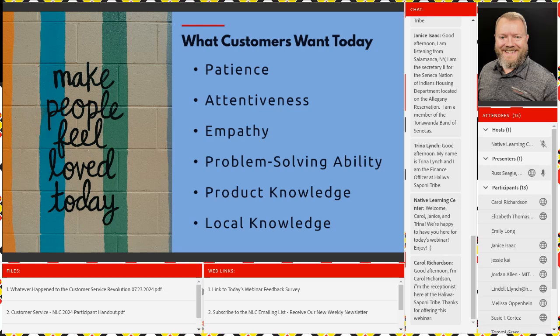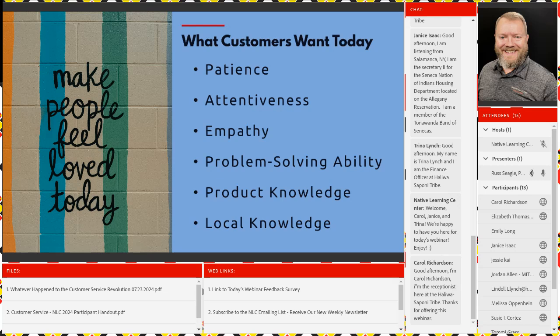You need to have some good product knowledge. You need to be the expert. Your people need to be the expert. Everyone who works in your organization needs to be a product or service knowledge expert.